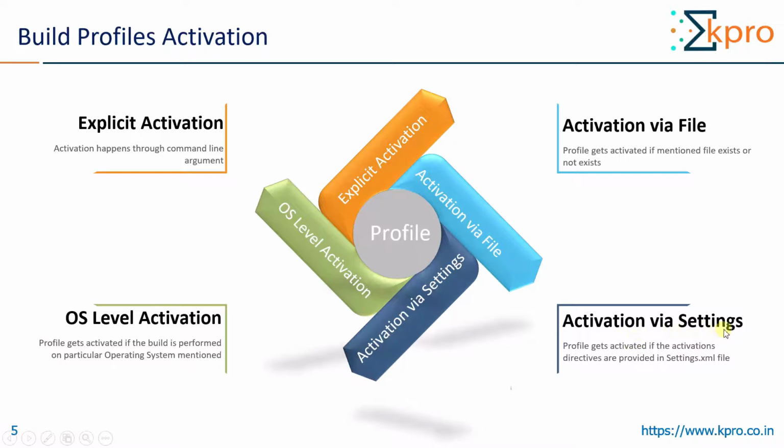So activation via settings means the required configurations are done in the settings.xml, which is present in Maven's configuration location or user's home directory. In activation via file, depending on the presence or absence of a file, the profile is activated. So with this information, we can say this activation of profile is a kind of decision making in POM files. Let me explain each type with an example.